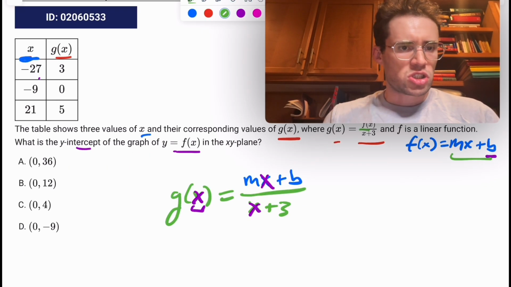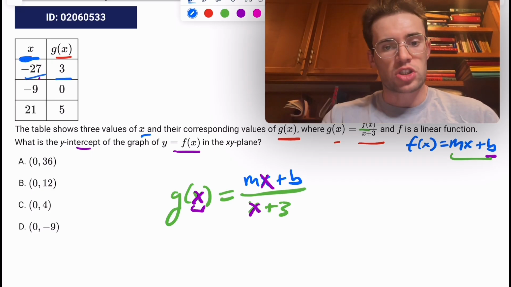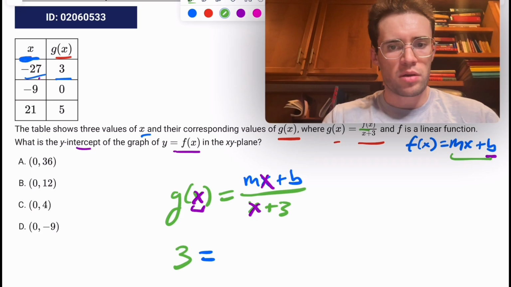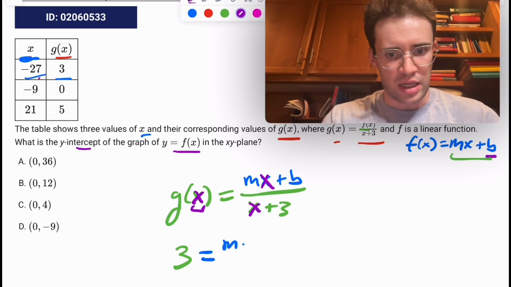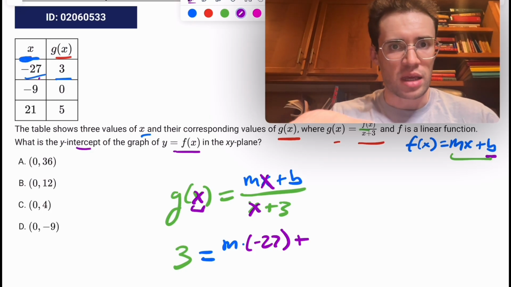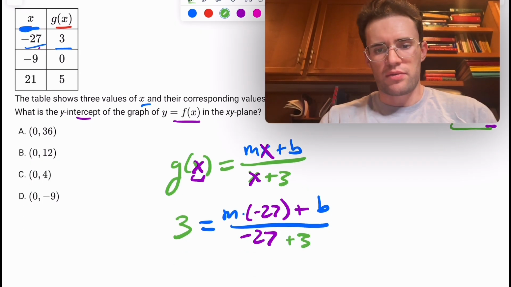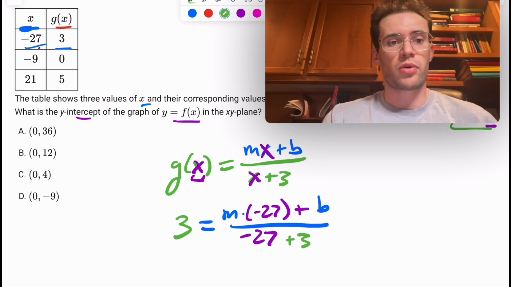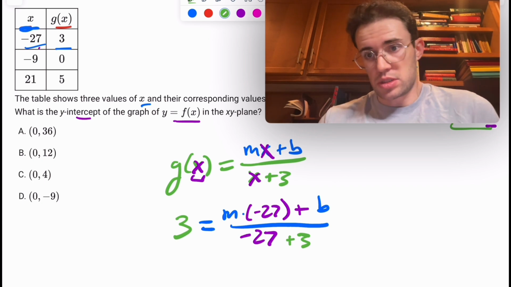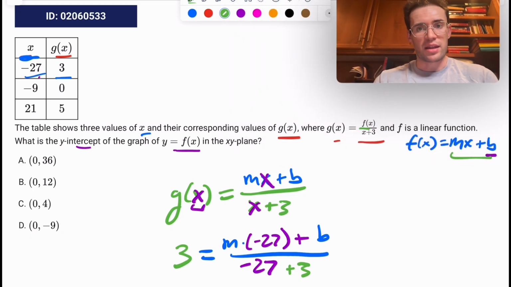All right, so now we can just choose some points. So let's do when x is negative 27, the output is 3. So our output will be 3 when we have m times, see our x is negative 27, plus b, again, we still don't know what b is, all over negative 27 plus 3. So this is going to give two different variables, m and b. So it looks like we'll probably have to write another equation using one of the other points, and then we can solve it. Ultimately, you're making a system of equations here. It's just a little more complicated how you get to that in the first place.